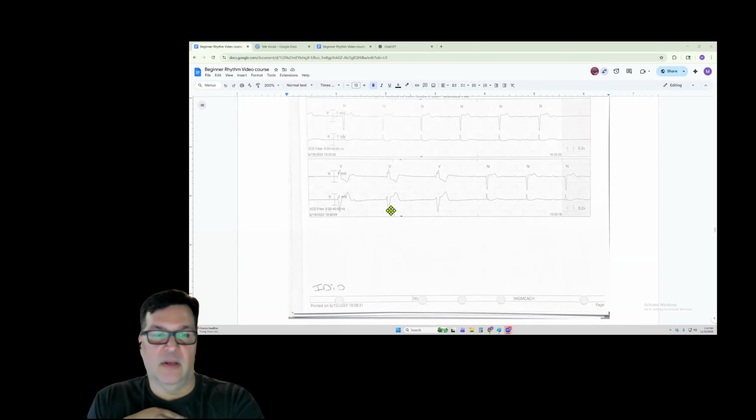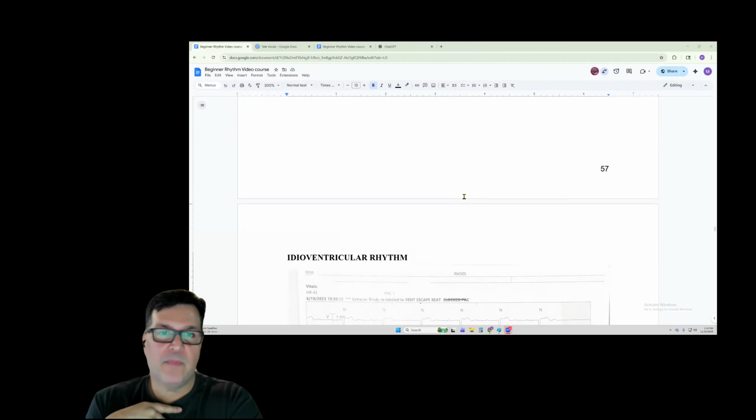Here's another example of an idio. You can kind of see how the sinus is right there, and then you have this gap of time. This is one continuous strip, right? It starts there, continues here. So this is the heart rate slowing down, then the ventricle kicking in. Idio.